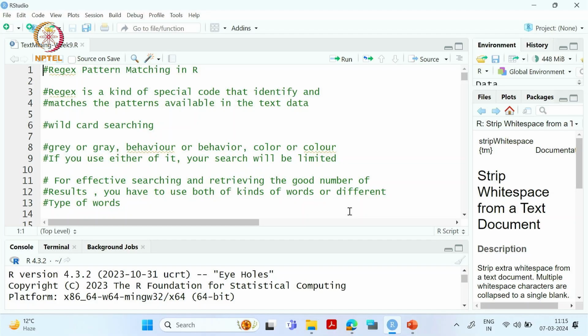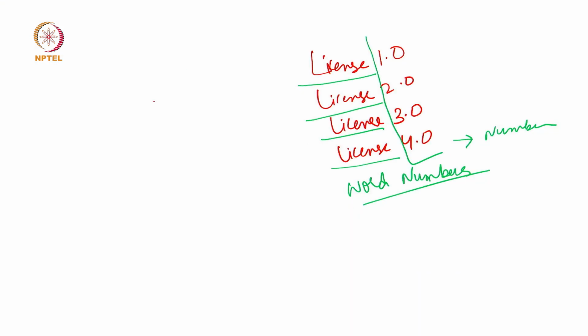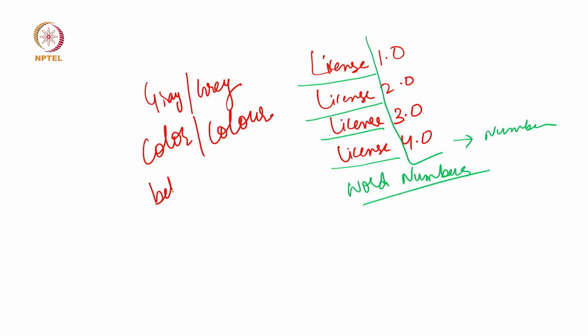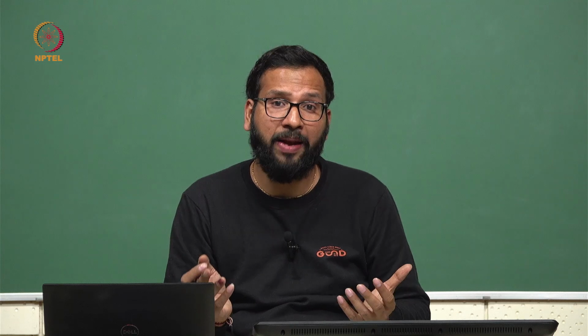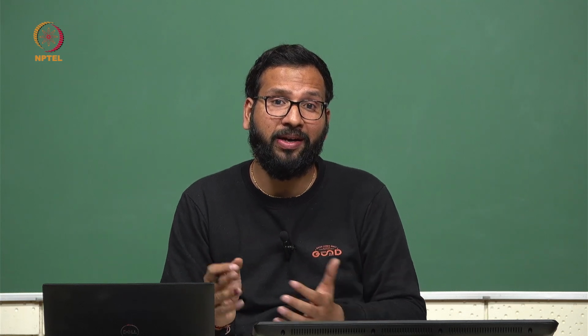Okay. So regex is a kind of special code that identifies and matches the patterns available in the text data. Okay. So if we see words like gray, or maybe color, or maybe behavior, okay. So these words all convey the same meaning, but they have been written in different standards. So that is why regex helps in matching similar words written in different ways.